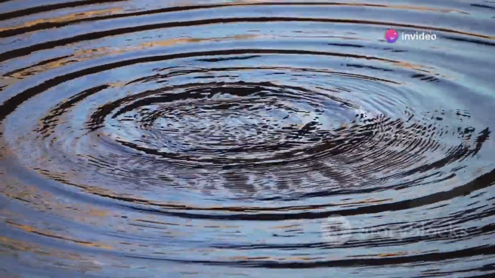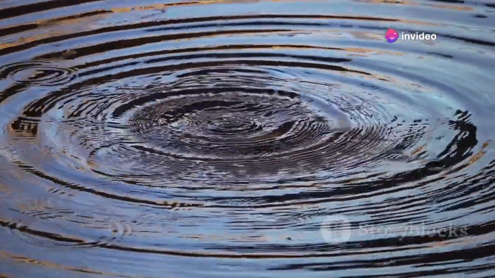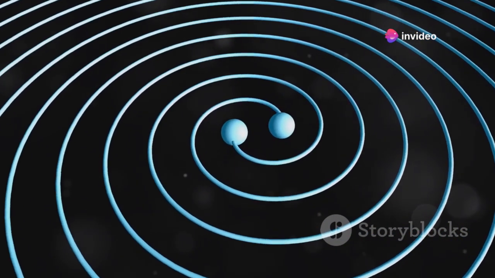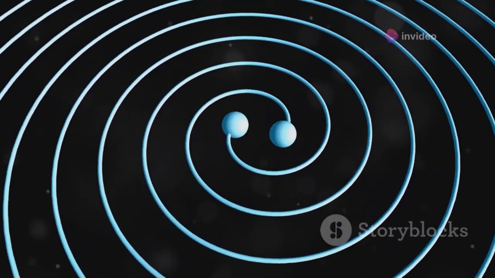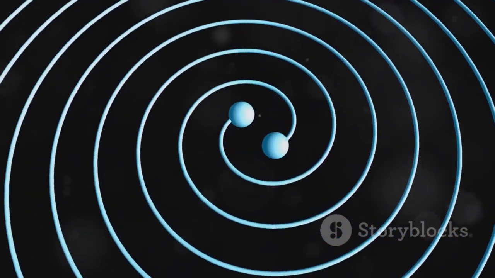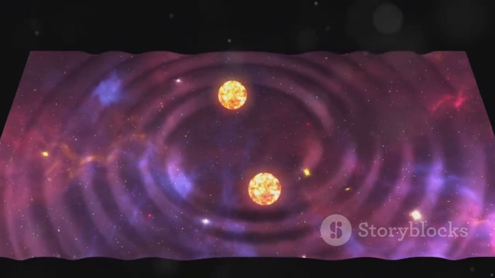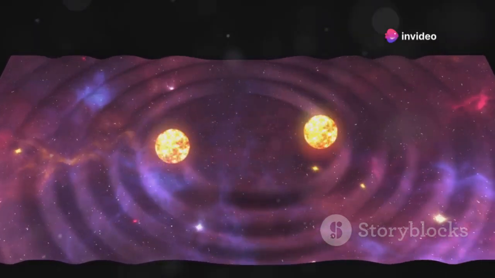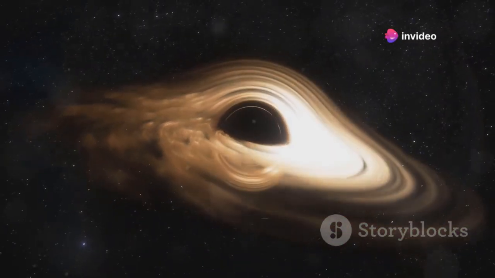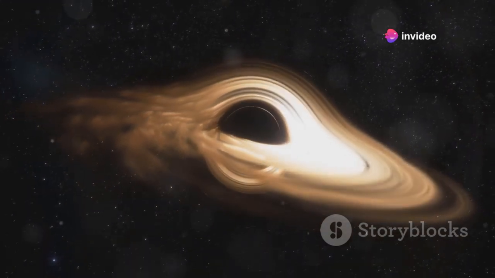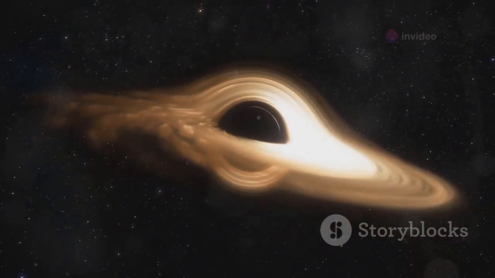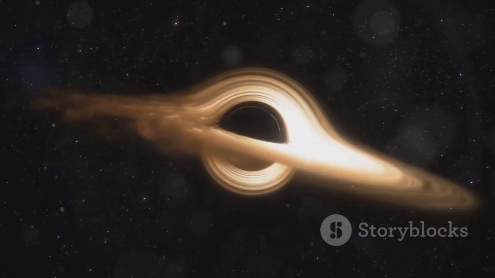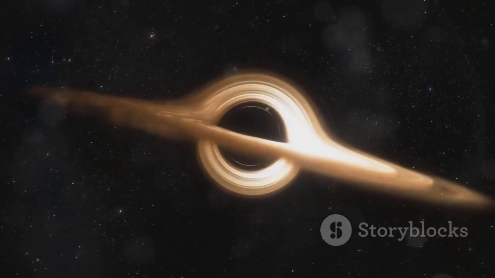Remember those ripples you create when you toss a stone into a pond? Well, massive objects do the same thing to spacetime, creating ripples called gravitational waves. These waves are generated when massive objects accelerate, like two black holes spiraling towards each other. The waves carry energy away from the system, causing the black holes to get closer and closer until they finally collide in a spectacular cosmic smash-up.